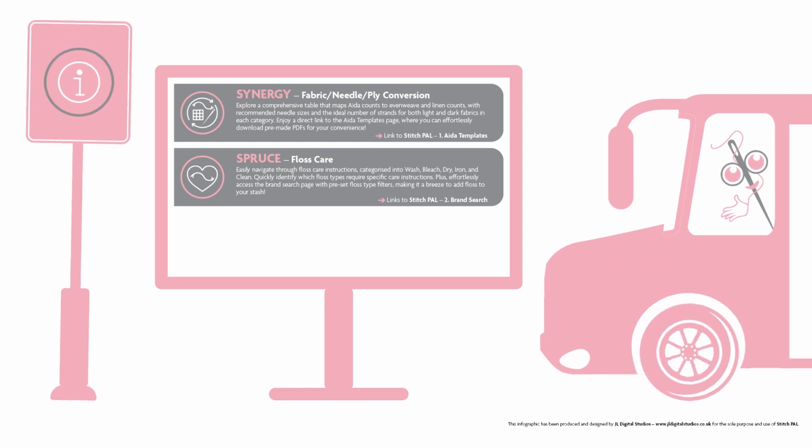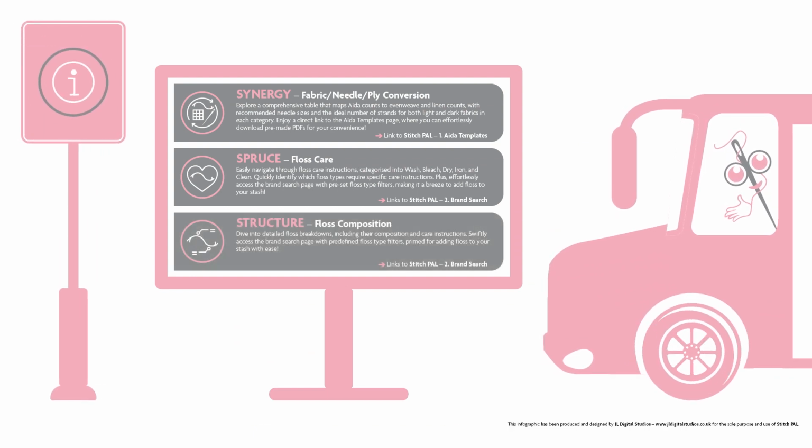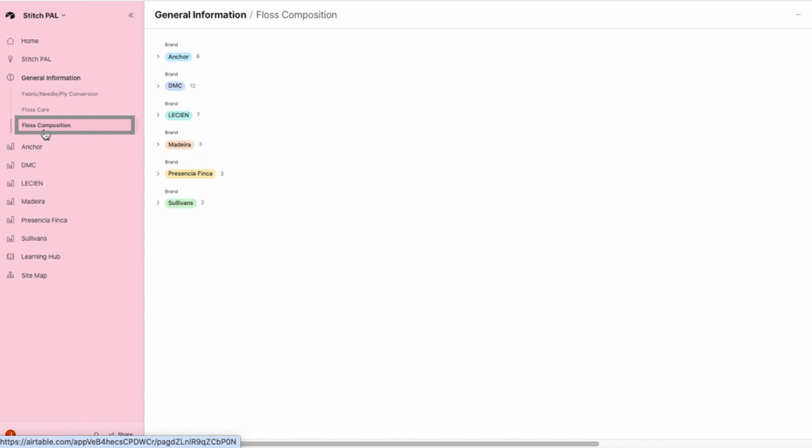Dive into detailed floss breakdowns, including their composition and care instructions. Swiftly access the brand search page with predefined floss type filters, primed for adding floss to your stash with ease. The handy StitchPal short name for floss composition is structure. Floss composition can be found under the top level category, general information, and then floss composition as highlighted.